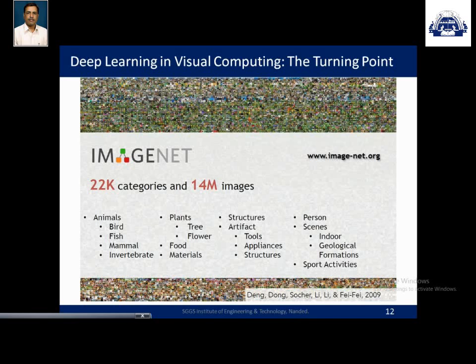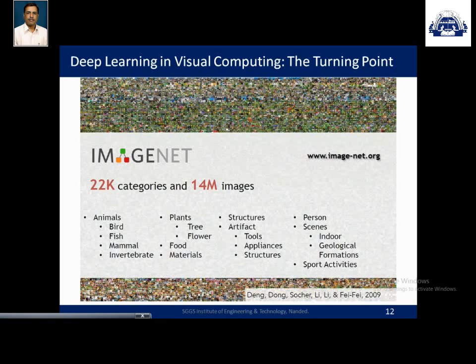The ImageNet project was started at Stanford by Professor Fei-Fei Li and others, and they collected a huge amount of data, which is required for training neural networks. Nearly 22,000 categories of data were collected with 14 million images, which include animals, plants, structures, persons, scenes, outdoor as well as indoor sports activity, mammals, different kinds of food and material, trees and towers, something like that.